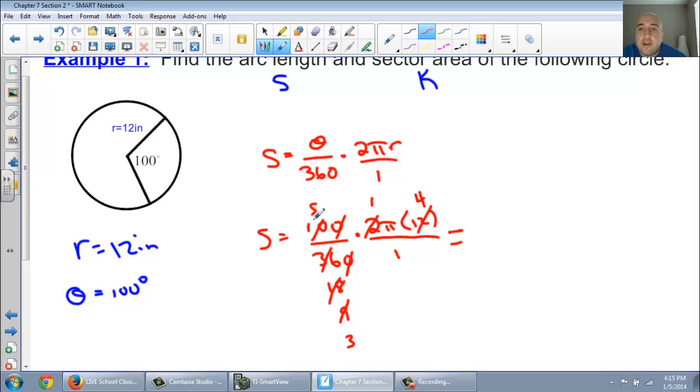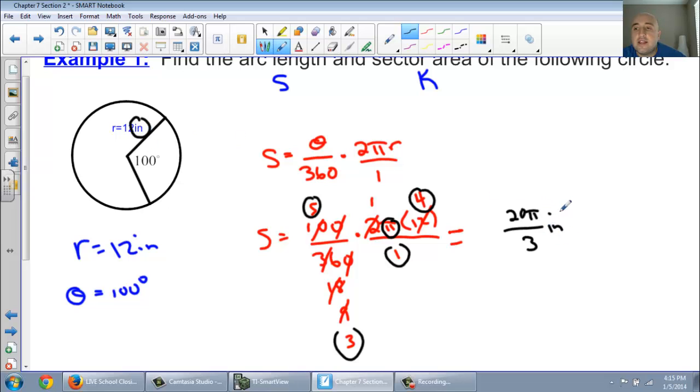So on top, what do I have? I have 5. So let me circle what we have left. I have 5 times pi times 4, which is 20 pi, over, and on the bottom I have a 3 times a 1, which is 3. So my arc length is 20 pi over 3, and look at our unit is inches, so I need to add a length in there. Okay, so basically just one big multiplying problem.